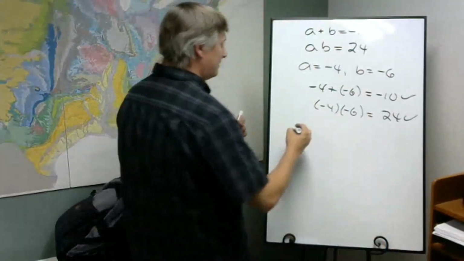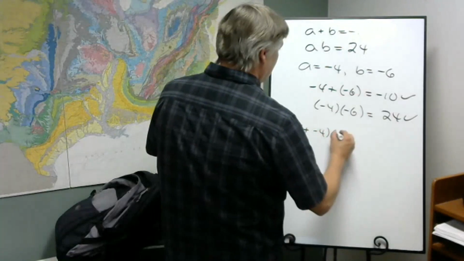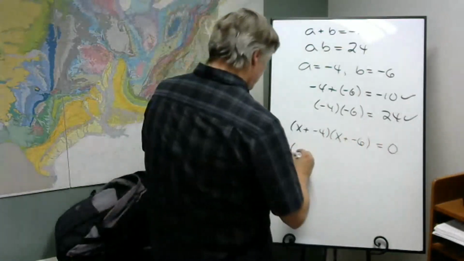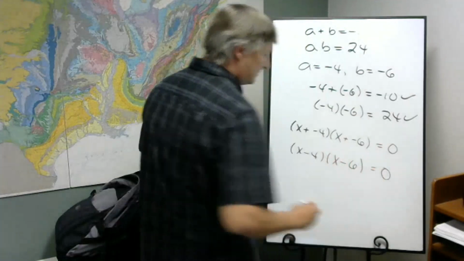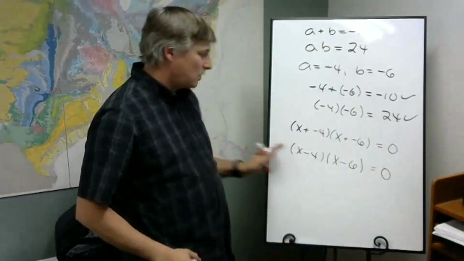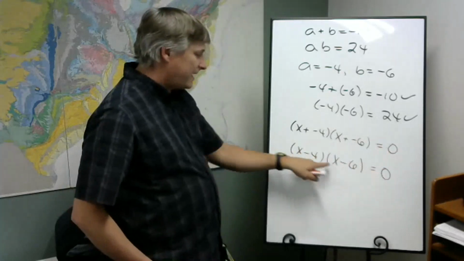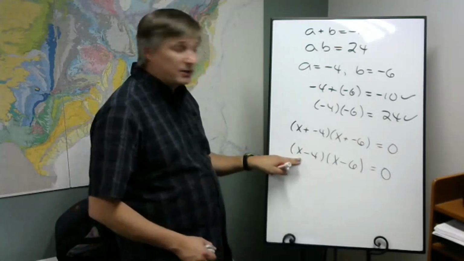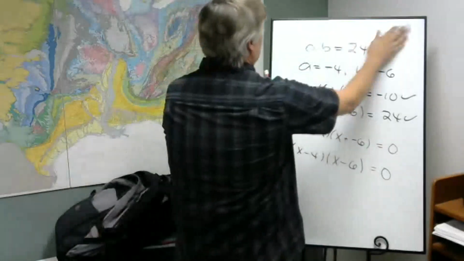So we'll get x plus -4, x plus -6, equals 0, or x minus 4, x minus 6 is 0. So again, we're going to solve for x. If this is 0, the whole thing becomes 0. If this turns out to be 0, the whole thing comes out to be 0. So what value of x would make this 0, and then what value of x would make that 0? So let's take a look.